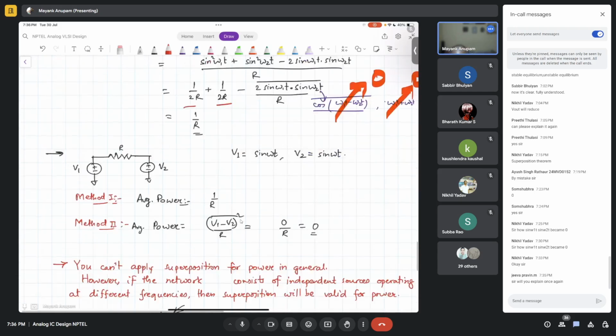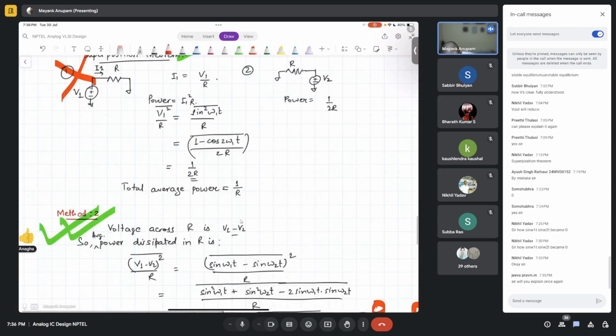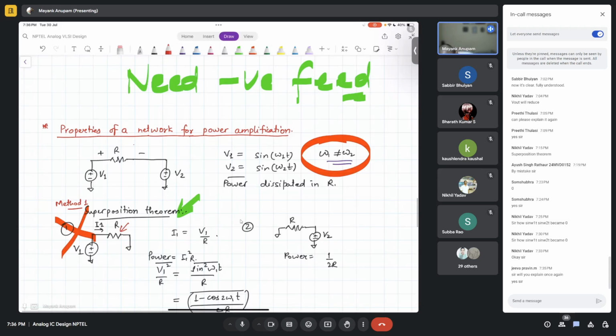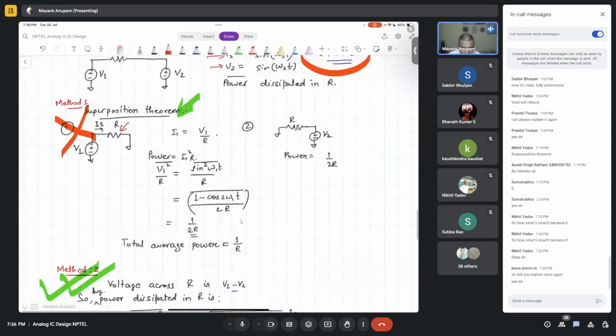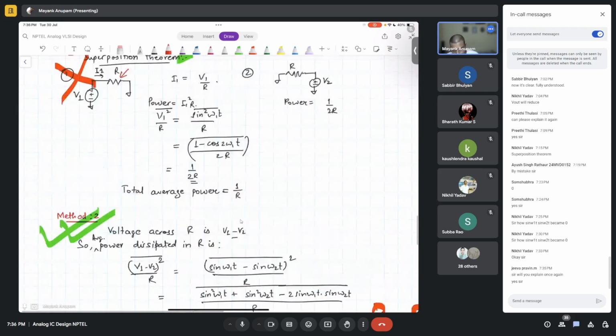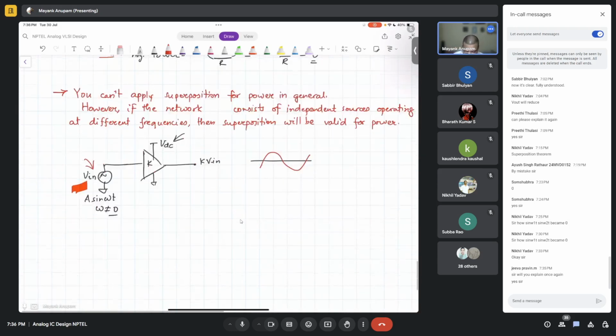So if you want to see the power dissipated in this resistor in this particular example, the power dissipated because of V1 is simply 1 over R, and because of V2 is simply 1 over R, correct? This is because the network is linear. There was no amplification of power dissipation. Whatever power input was coming, that much power went here.